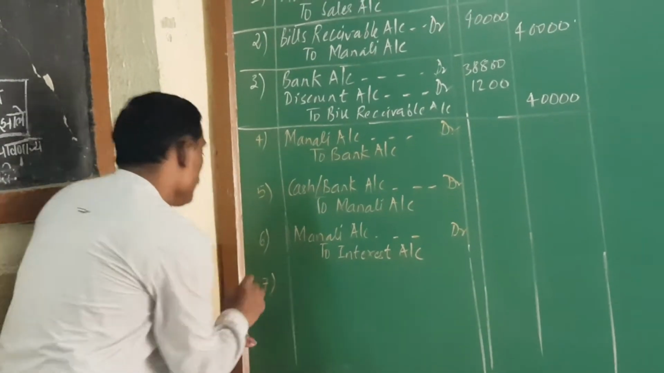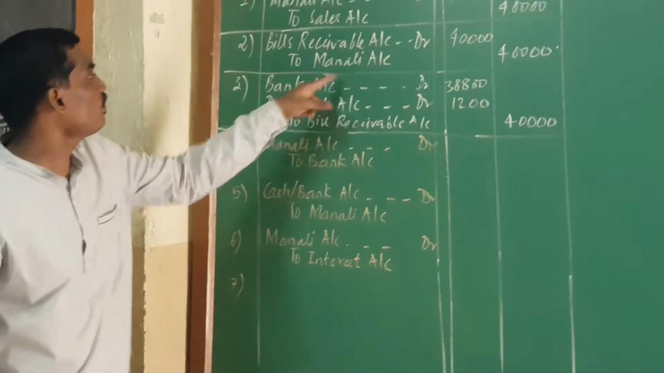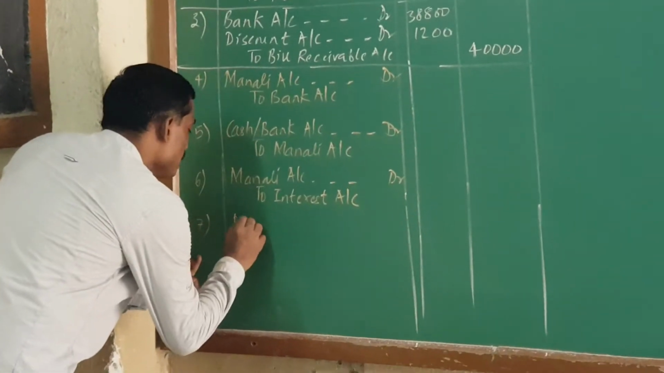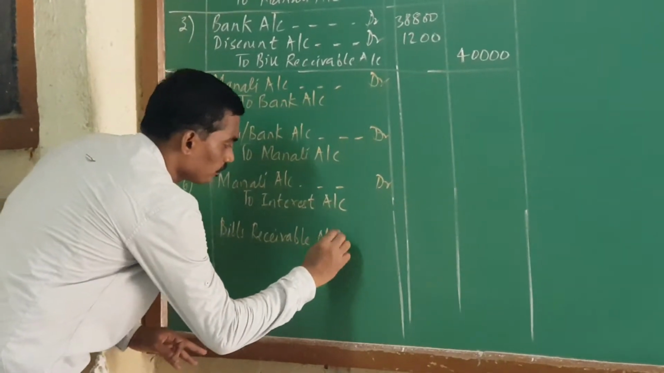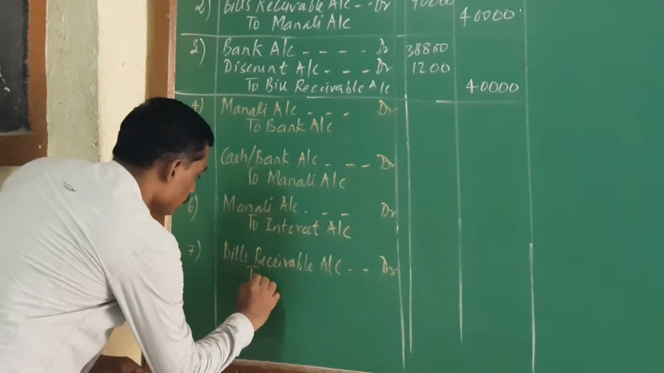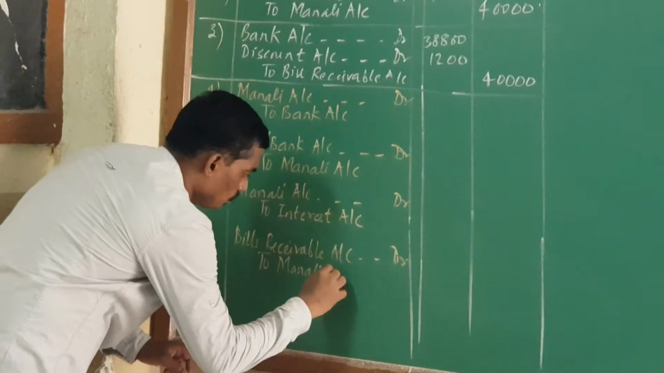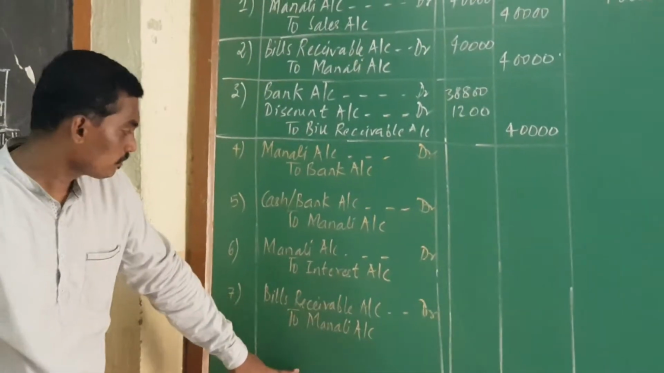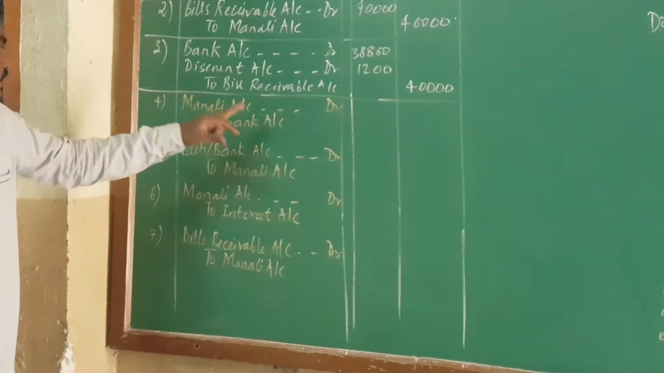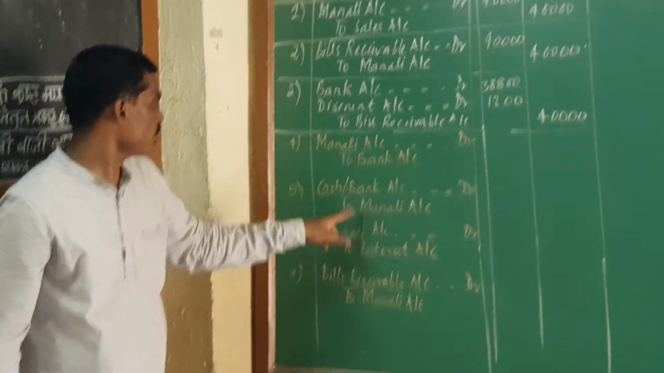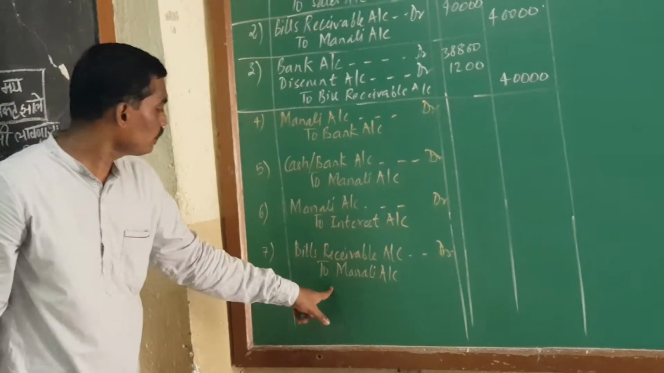And the next entry is what? Acceptance of new bill. So acceptance, here same entry, bills receivable account debit to Manali. So that is the new bill. Bills receivable account debit to Manali account. So these are the 4 entries of renewal. First we got dishonor of bill, Manali account debit to bank account; part payment, cash or bank account debit to Manali; then interest charging, Manali account debit to interest; and bills receivable account debit to Manali account.